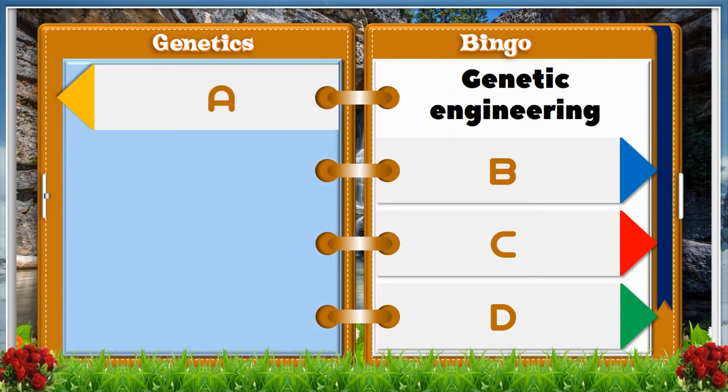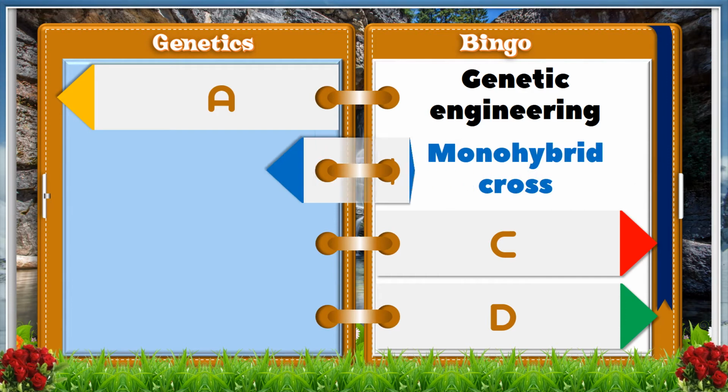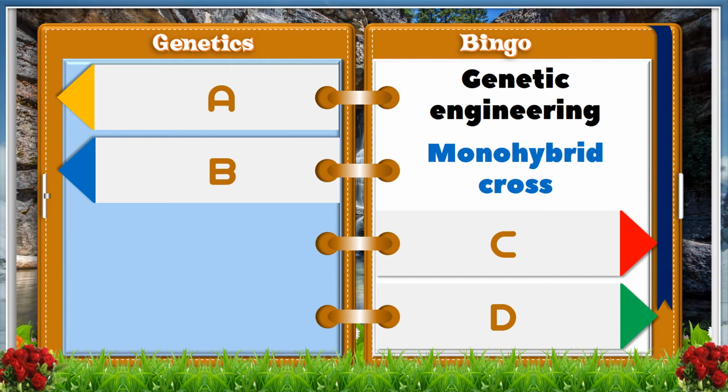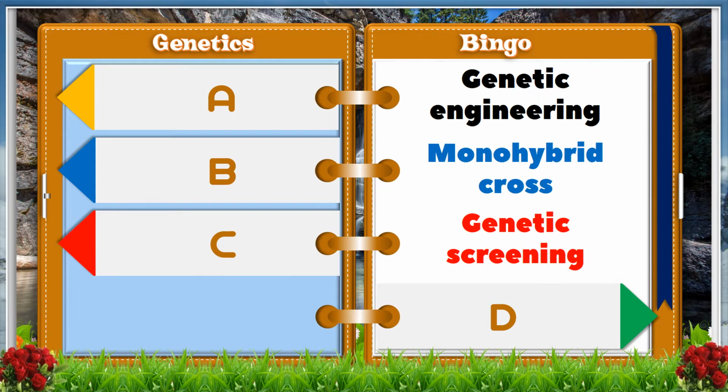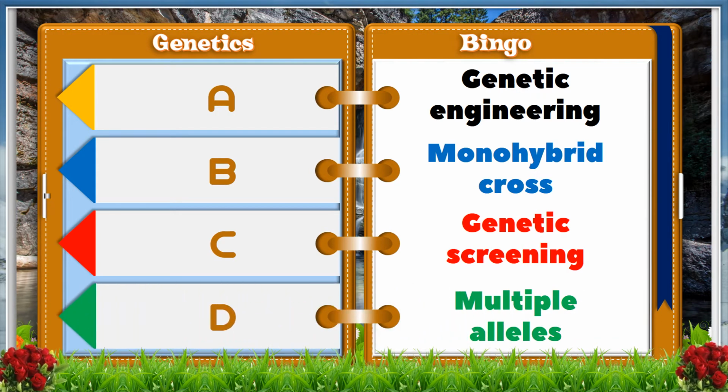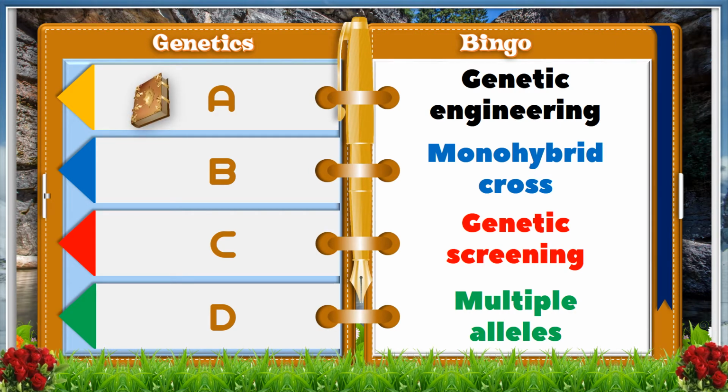A. Genetic engineering. B. Monohybrid cross. C. Genetic screening. D. Multiple alleles. And the answer is A. Genetic engineering.